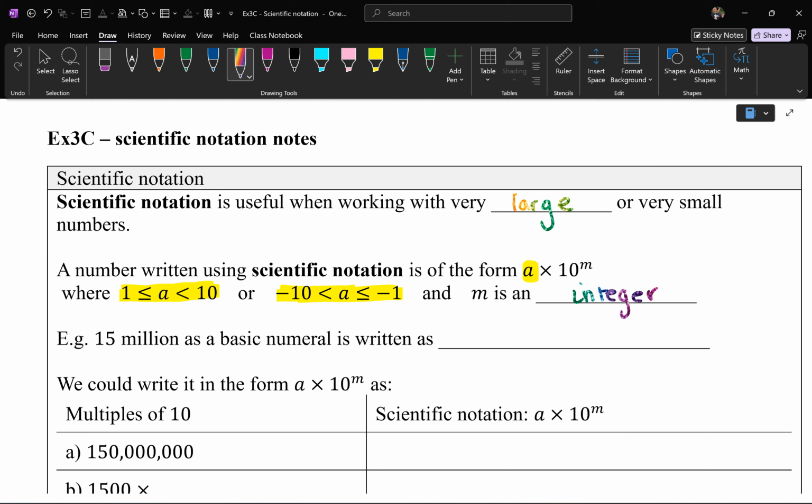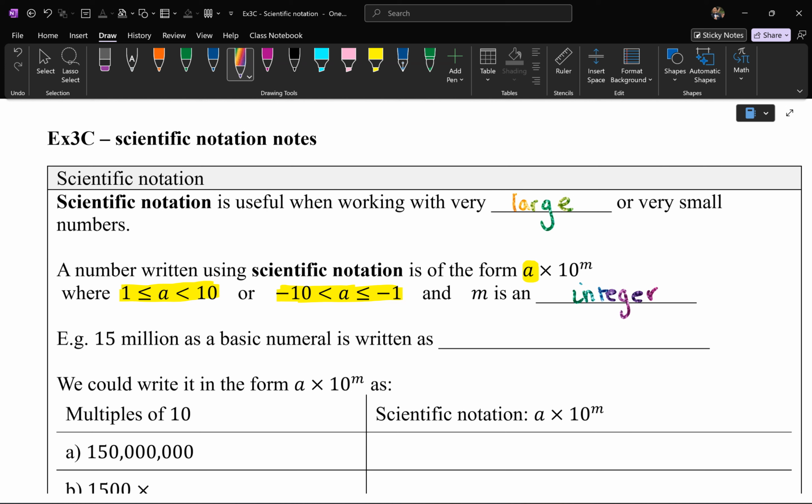Hands up if you know. What's an integer? Yes, Andrea? Very good. An integer is a negative or positive whole number. So the power cannot be a decimal. The power cannot be a fraction. The power can be negative. So it can be negative or positive, but it has to be a whole number. That's what an integer is.